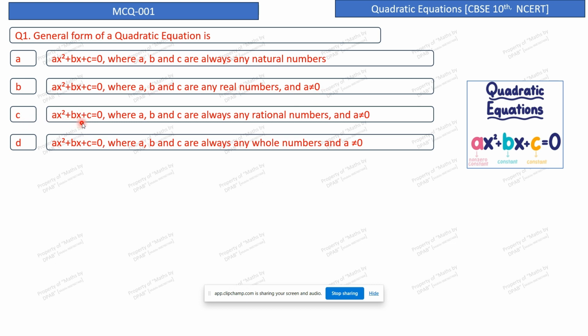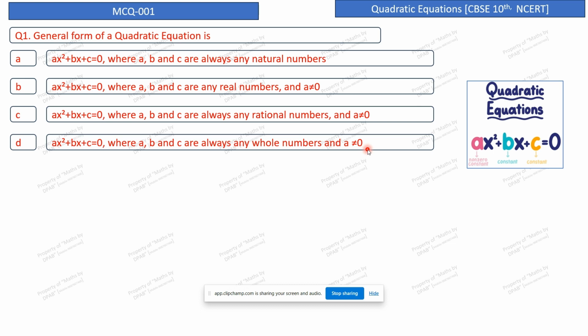Option C, ax square plus bx plus c equal to 0, where a, b and c are always any rational numbers and a not equal to 0. Option D, ax square plus bx plus c equal to 0, where a, b and c are always any whole numbers and a not equal to 0. So which one is your right answer?